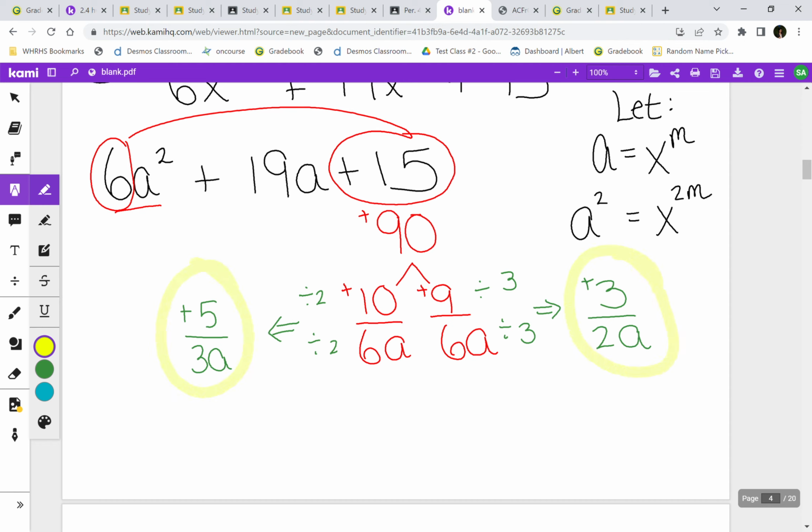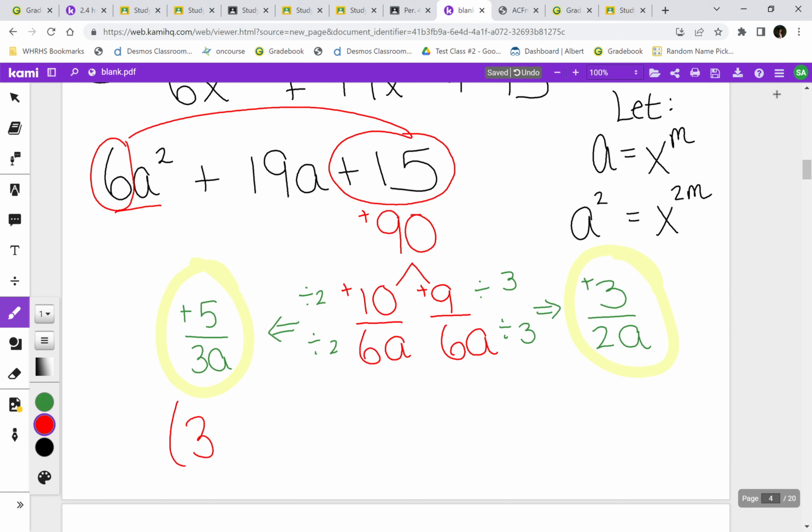Right? These are going to be our parentheses bottom to top. So it's a 3a plus 5 and a 2a plus 3.